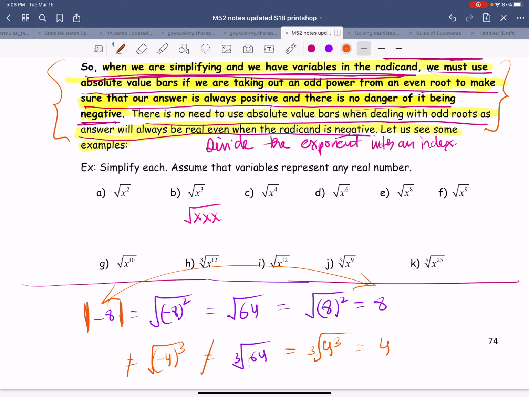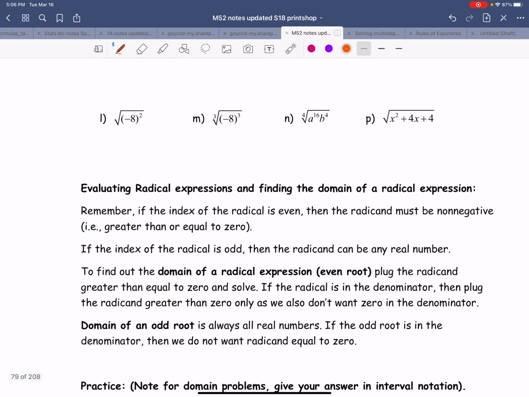Anytime you have variables involved, because your variables can be positive or negative, and you're pulling out an odd power from an even root, you want to make sure it's positive only, and you want to use the absolute value bars around. Right, let's see. Here is an example. If I use the rule of dividing exponent and the index, I'm going to pull out a -8, but I do need to put the bars around to make sure it's positive only.